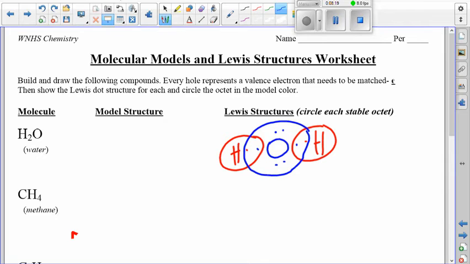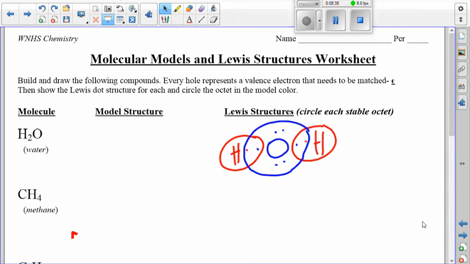Now, here's what's obvious to me after I make the Lewis dot structure. I'm sitting there looking, okay, I have 2 bonds. So oxygen has a single bond to a hydrogen on the left and a single bond to a hydrogen on the right. So I go to build my model. I should just have 2 bonds, 2 single bonds to different hydrogens.